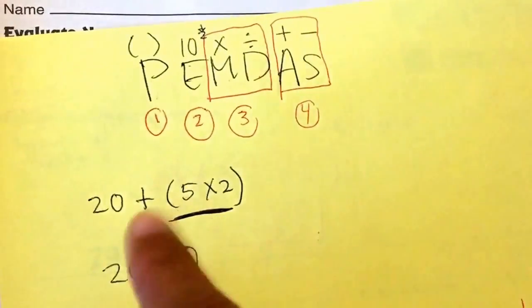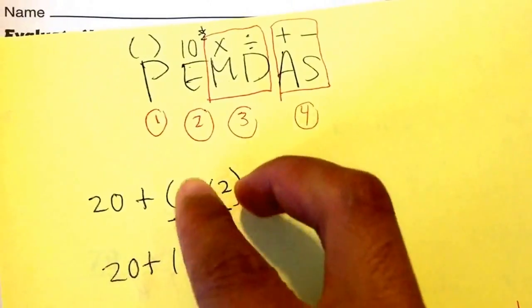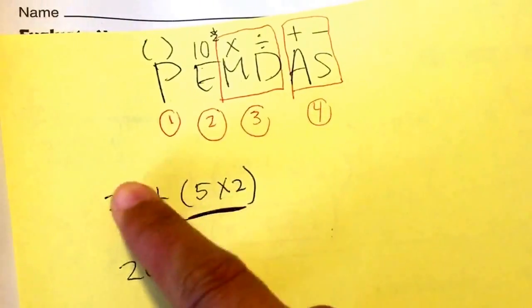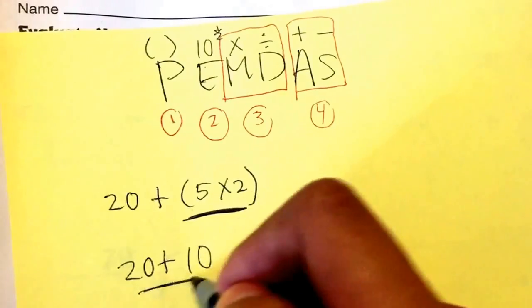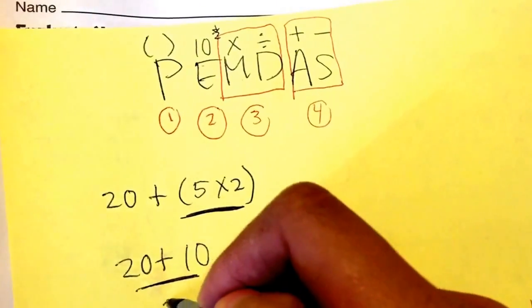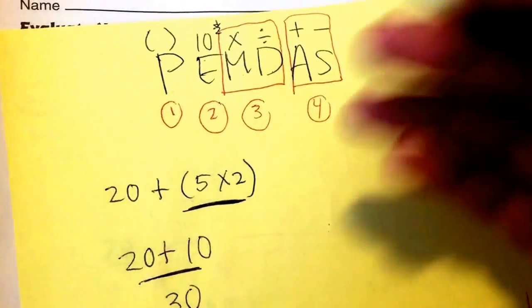So you could see that all we did in the expression so far was just the parentheses. 5 times 2 is 10. Everything else stayed the same. And now there's nothing else left to do but the addition. 20 plus 10 is now 30. And that's all we're going to be doing.